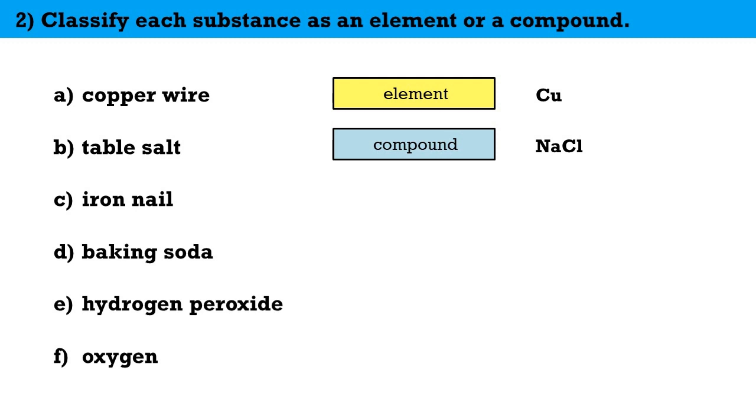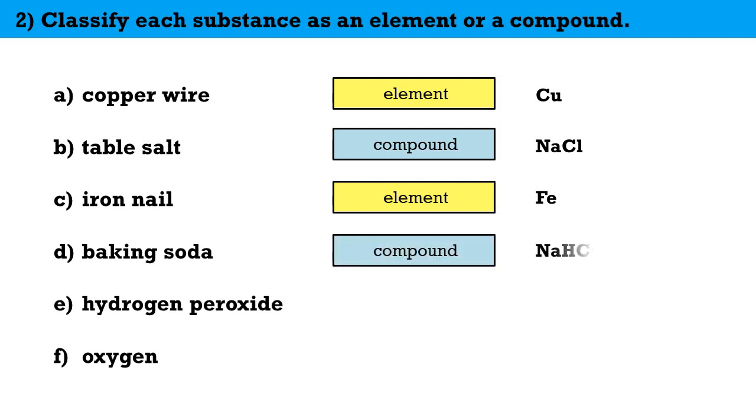Letter C, iron nail. It is an element made up of iron or Fe atoms. Letter D, baking soda. It is a compound. The formula of baking soda is NaHCO3. It contains four types of atoms, sodium, hydrogen, carbon, and oxygen.